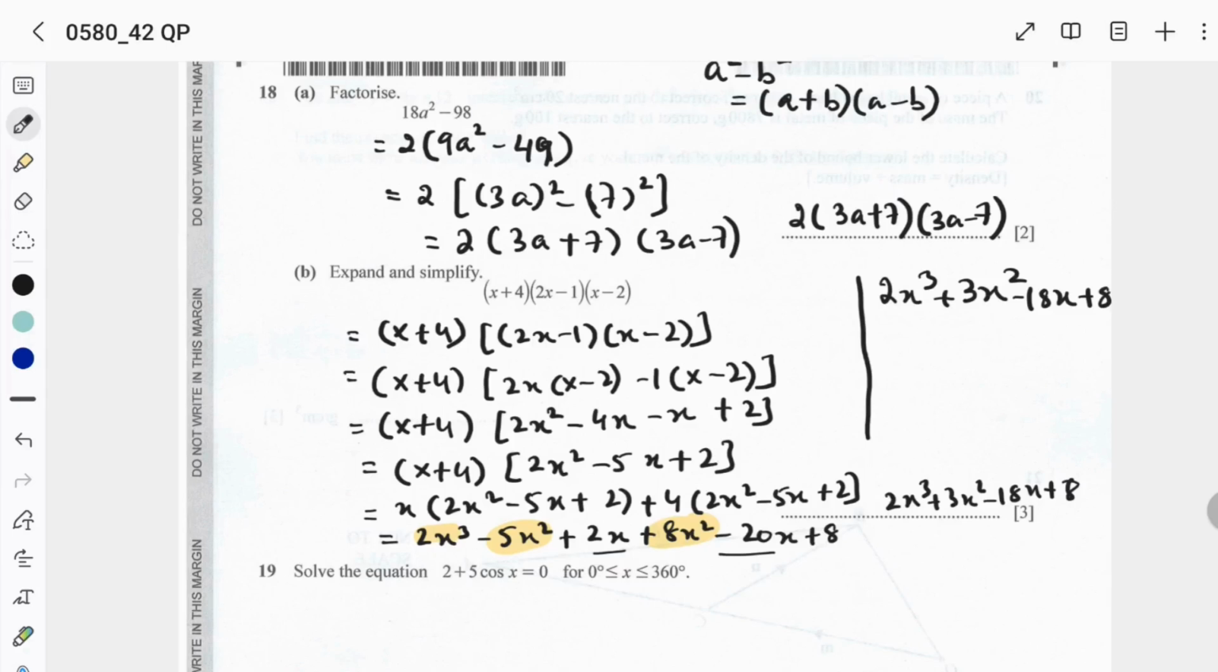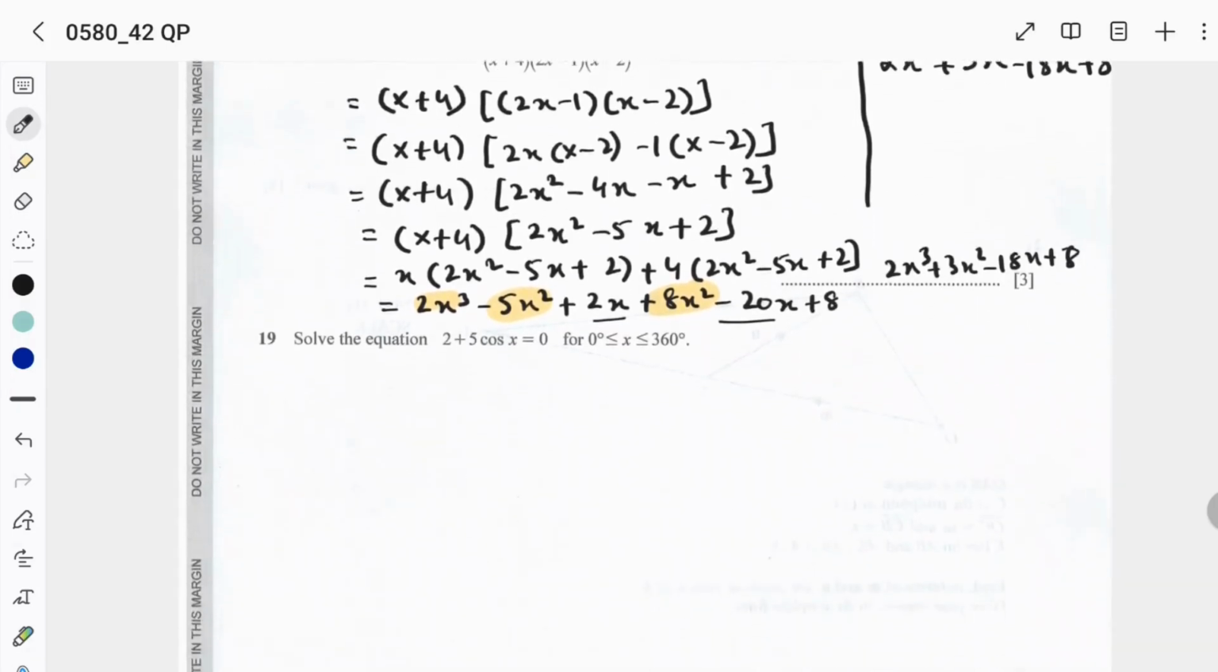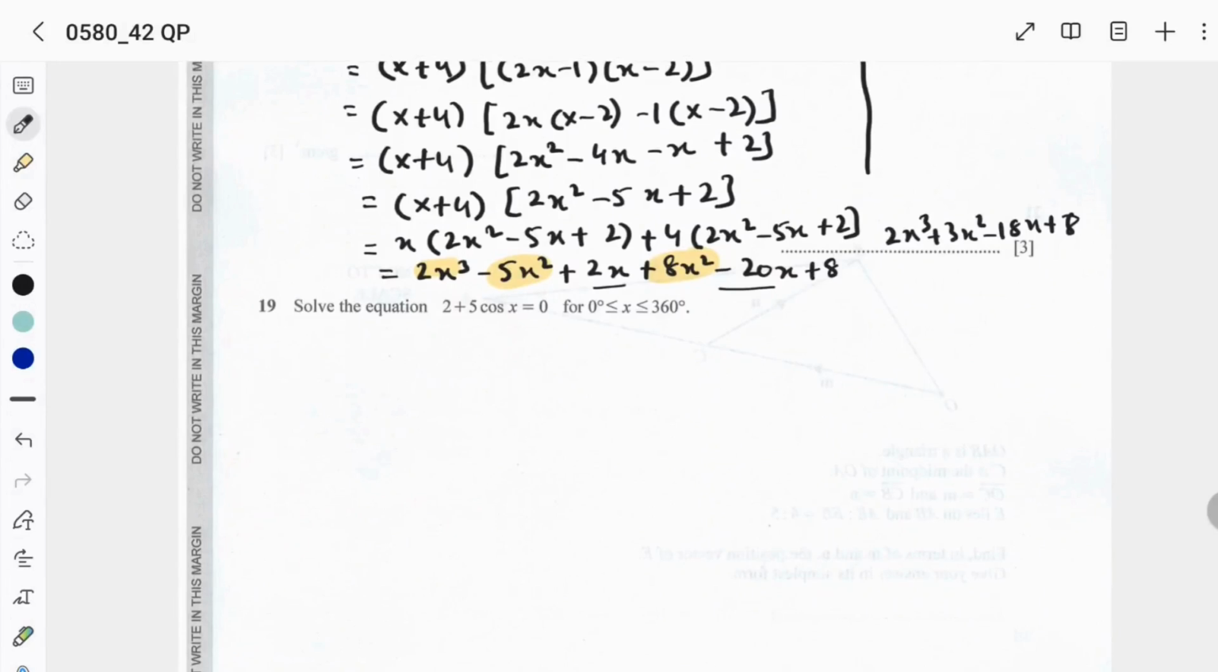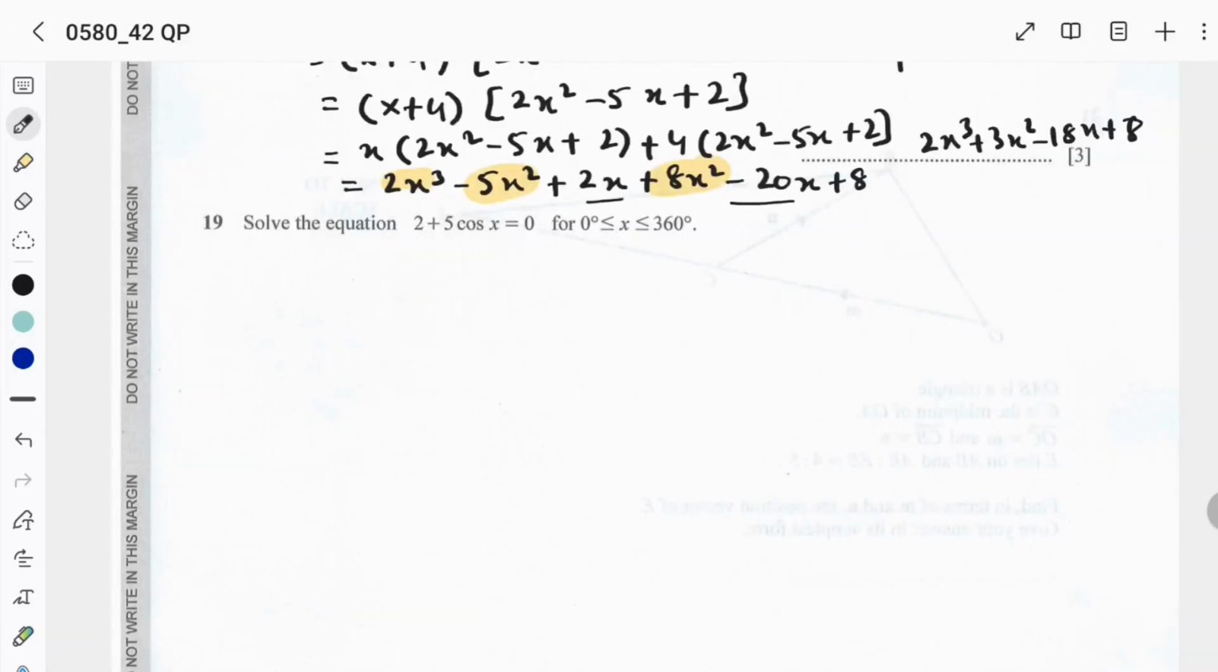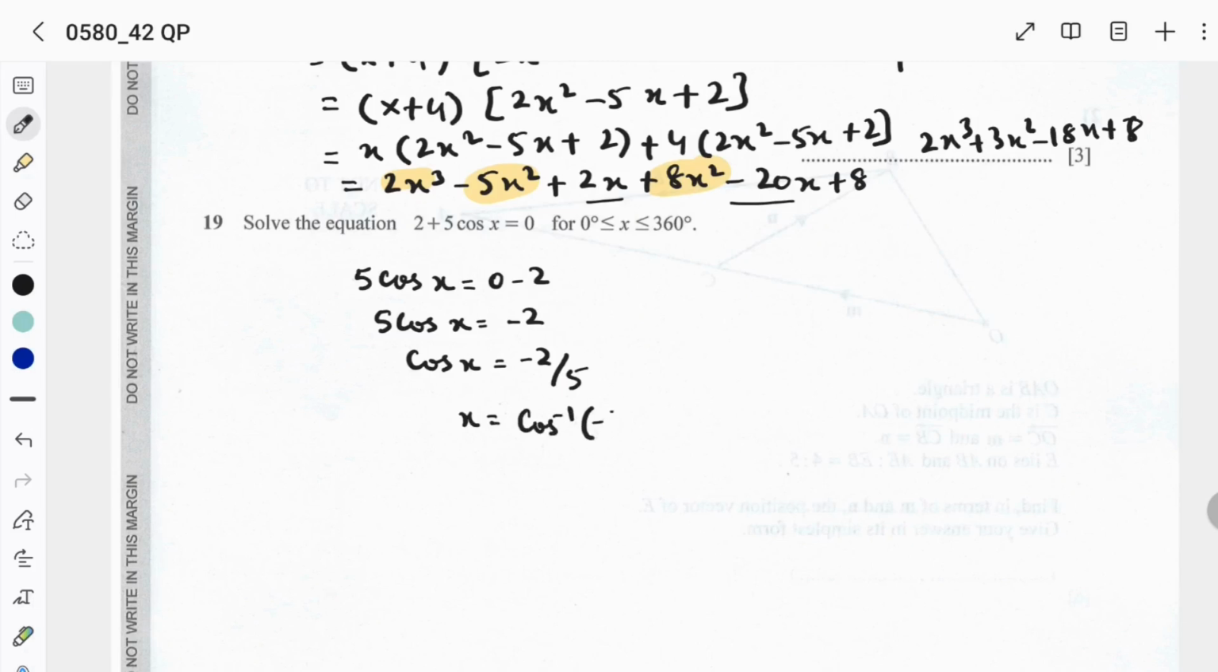So this is just the expansion and simplification question. Question number 19. Solve the equation 2 plus 5 cos x equals to 0, 0 to 360 degree. We have to find the value of x. Now just simplify and find out the value for x. Like you solve the linear equation, do the same thing. So 5 cos x is equals to 0 minus 2, which is equals to minus 2. Cos x is equals to minus 2 over 5, and x will be equals to cos inverse minus 2 over 5.